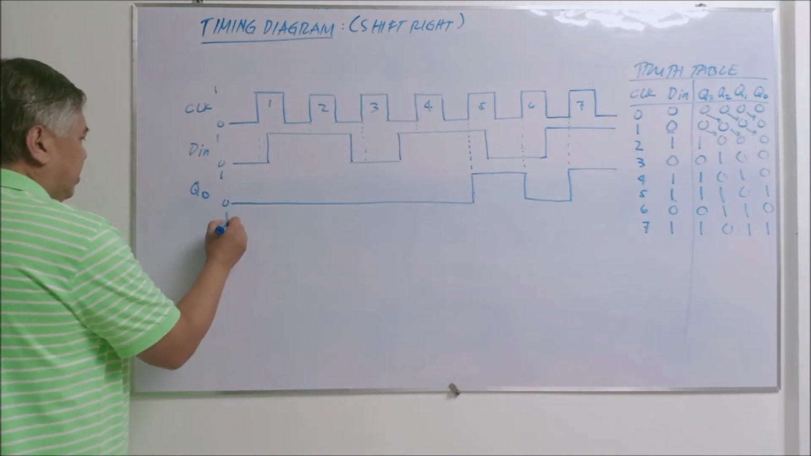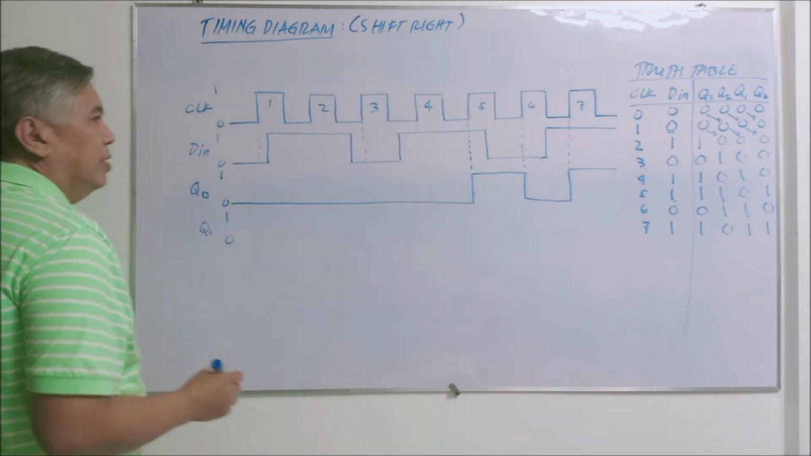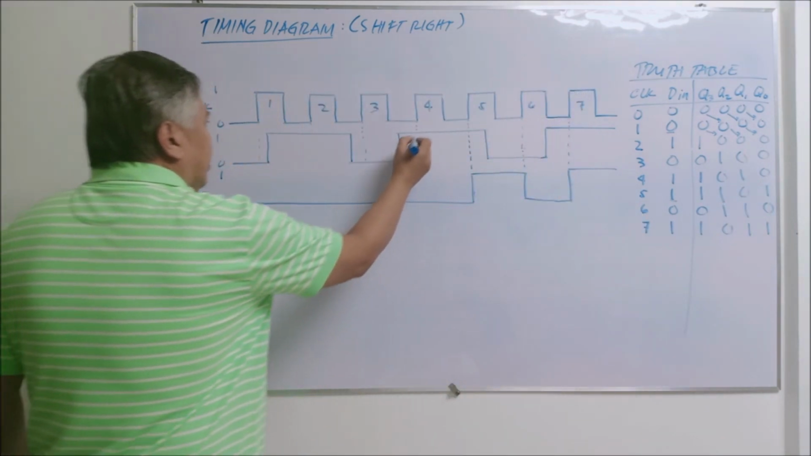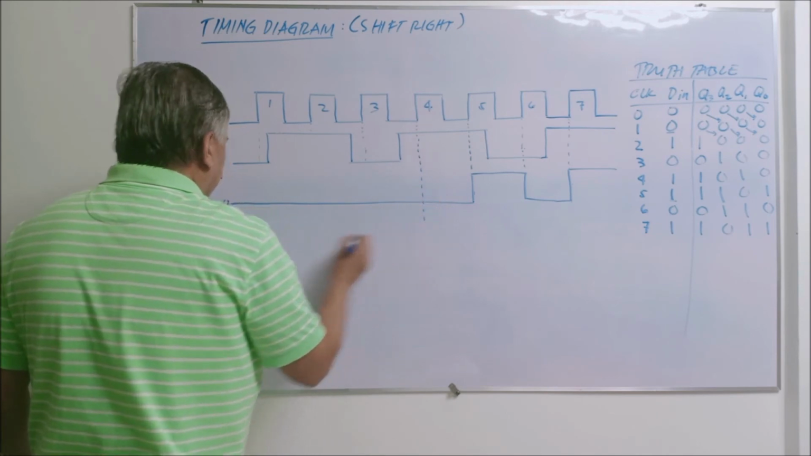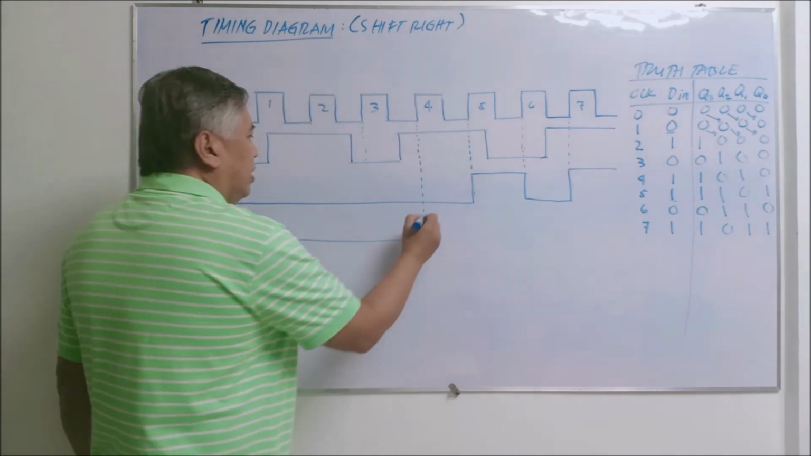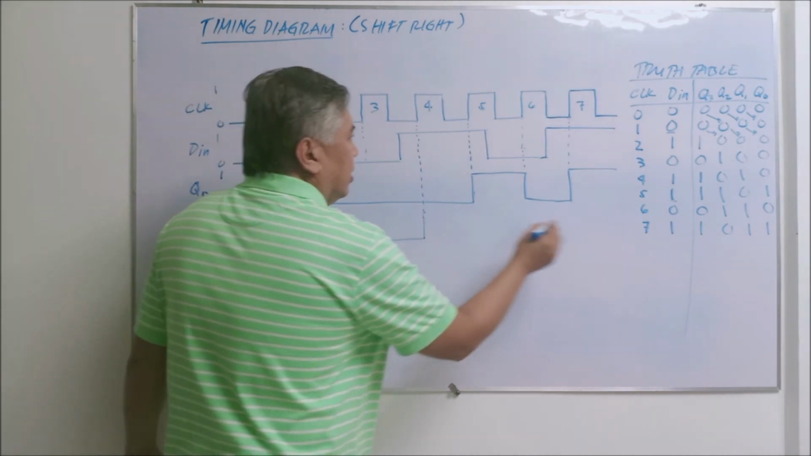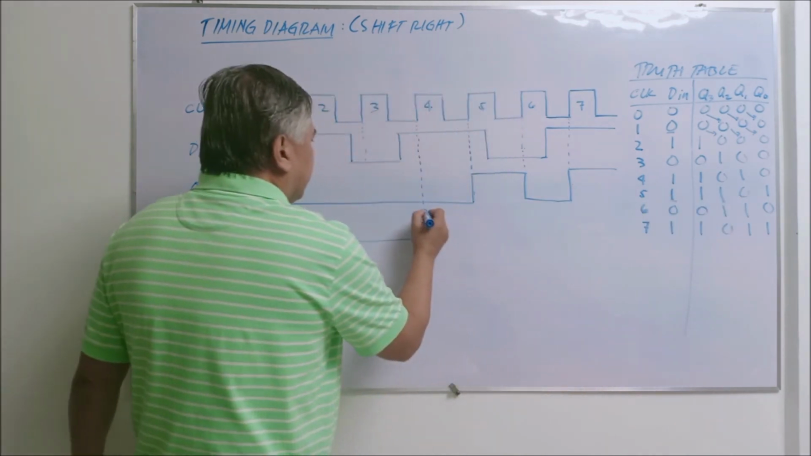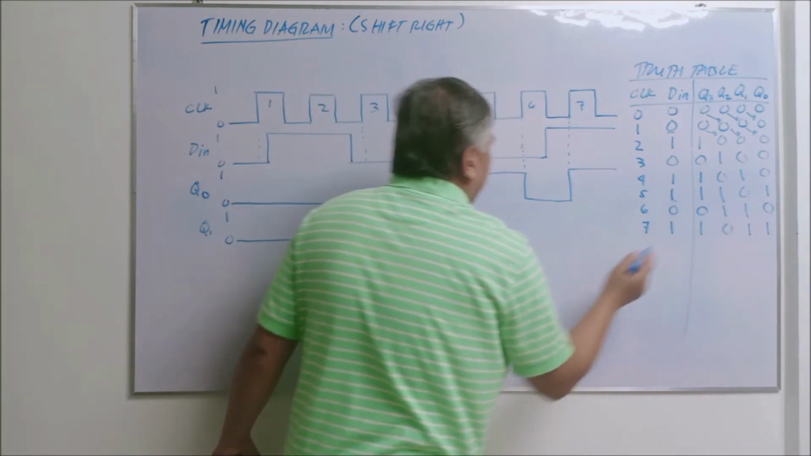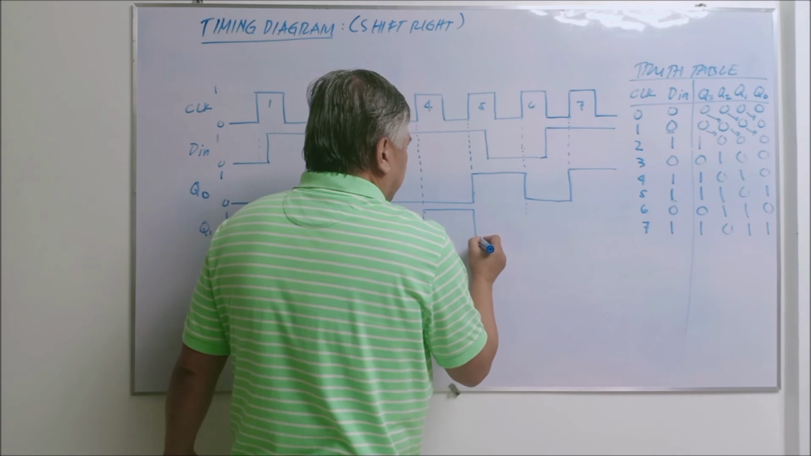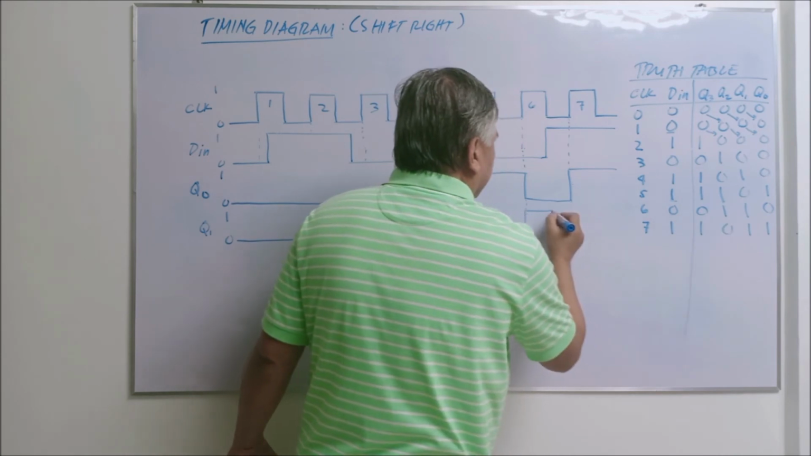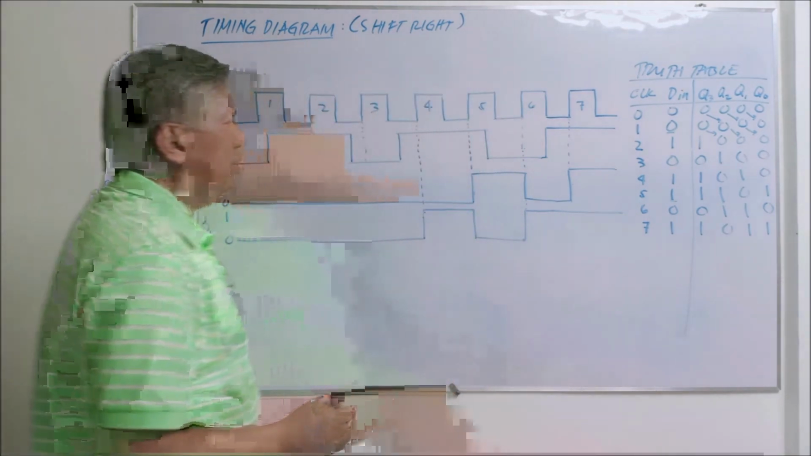For Q sub 1, what happened to your Q sub 1? Only on the 4th positive triggering does your output Q become 1. So from 0 here, then on the 4th positive triggering, it becomes 1. And then, it becomes 0 on the 5th positive triggering. Becomes 0 here. And then it becomes 1 again on the 6th positive triggering. Okay? And then 1 up to 7. Or 6 up to 7.